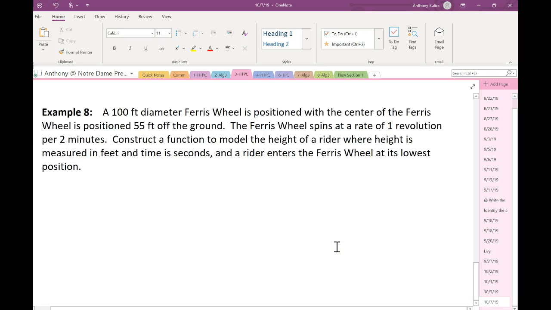So let's say we have a 100-foot diameter Ferris wheel positioned with the center at 55 feet above the ground, and the wheel spins at a rate of 1 revolution per 2 minutes. Construct a function to model the height of a rider, where height is measured in feet and time is measured in seconds, and where the rider enters the Ferris wheel at its lowest point.